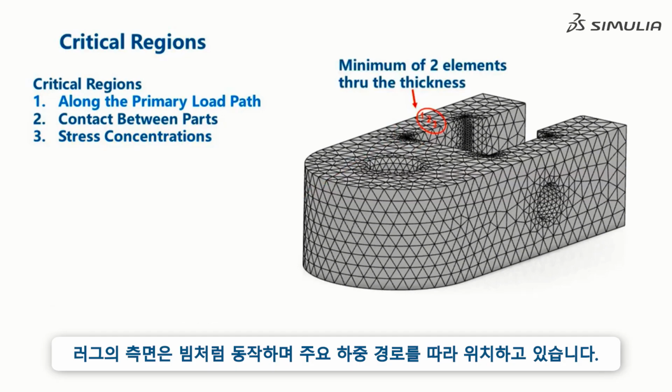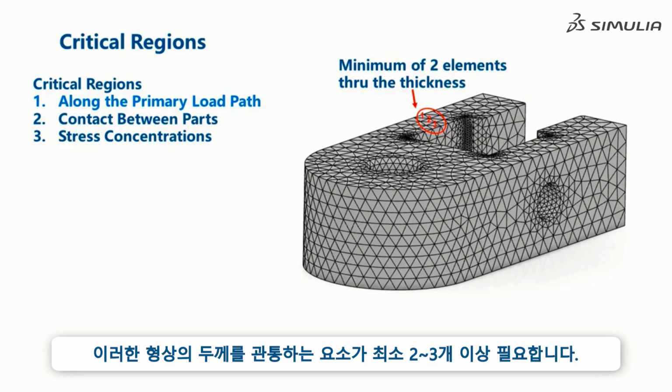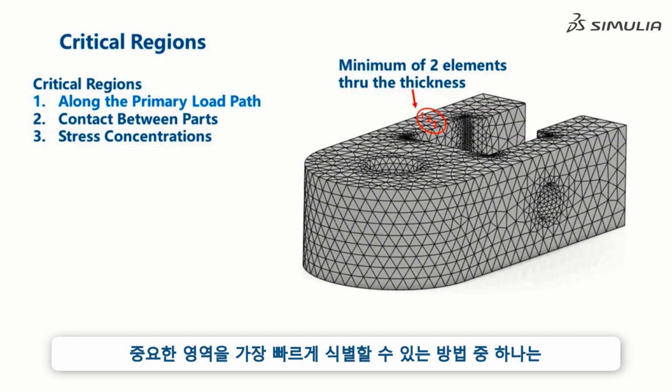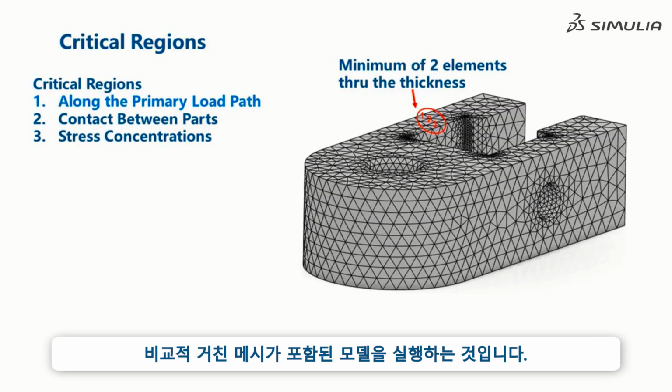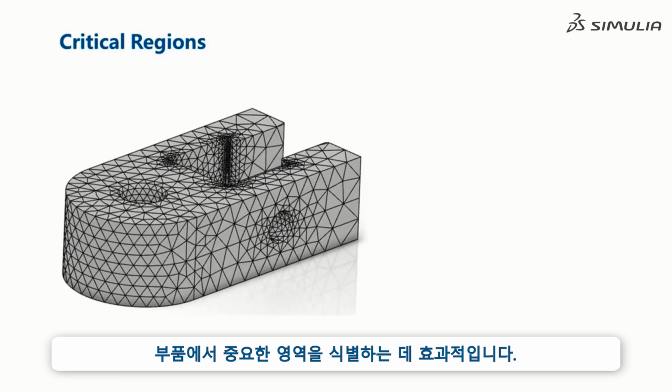The side of the lug behaves like a beam, and is along the primary load path. Generally, we want to have at least 2 to 3 elements through the thickness of a feature like this. One of the quickest ways to identify the critical regions is to run a model with a relatively coarse mesh. This model is quite coarse, but will solve quickly, and will help us identify the critical areas of the part.